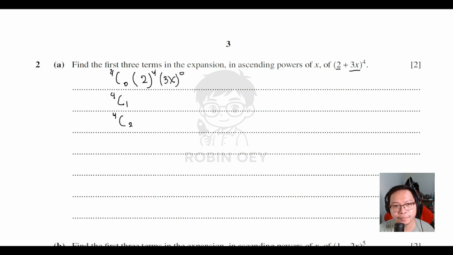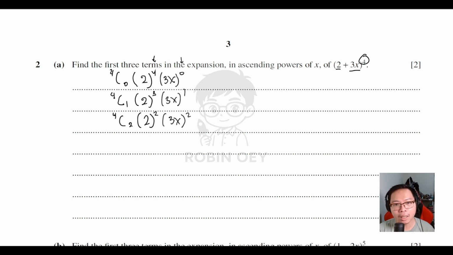And remember, this and this must add up to 4. So if 5, then it adds up to 5. If 6, it adds up to 6. And then next we have 2 to the power of 3, (3x) to the power of 1. And then we have 2 to the power of 2, (3x) to the power of 2.